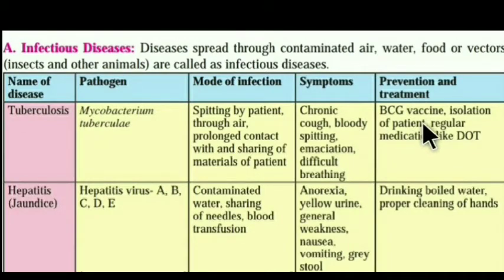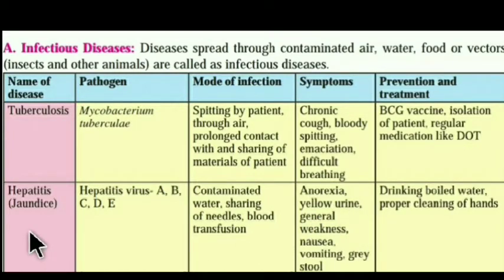Then next, prevention and treatment: the BCG vaccine, that is vaccination. Isolation of the patient. Isolation means keeping the patient separate. Then regular medication like DOT, that is Directly Observed Treatment. So these are the prevention and treatment for tuberculosis.